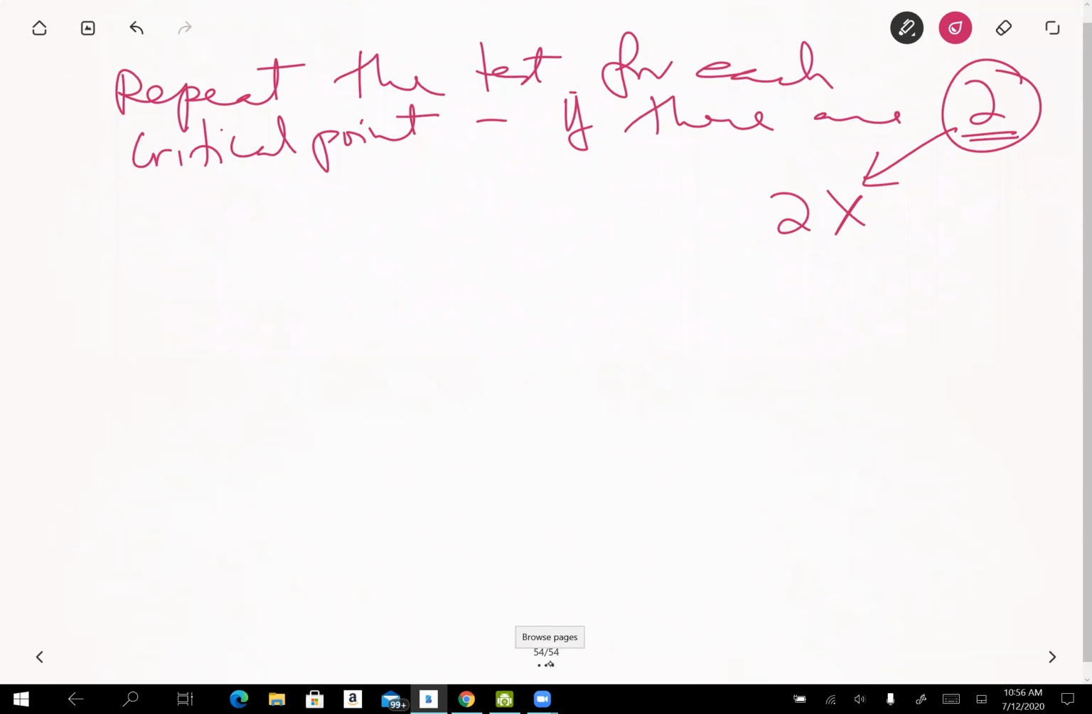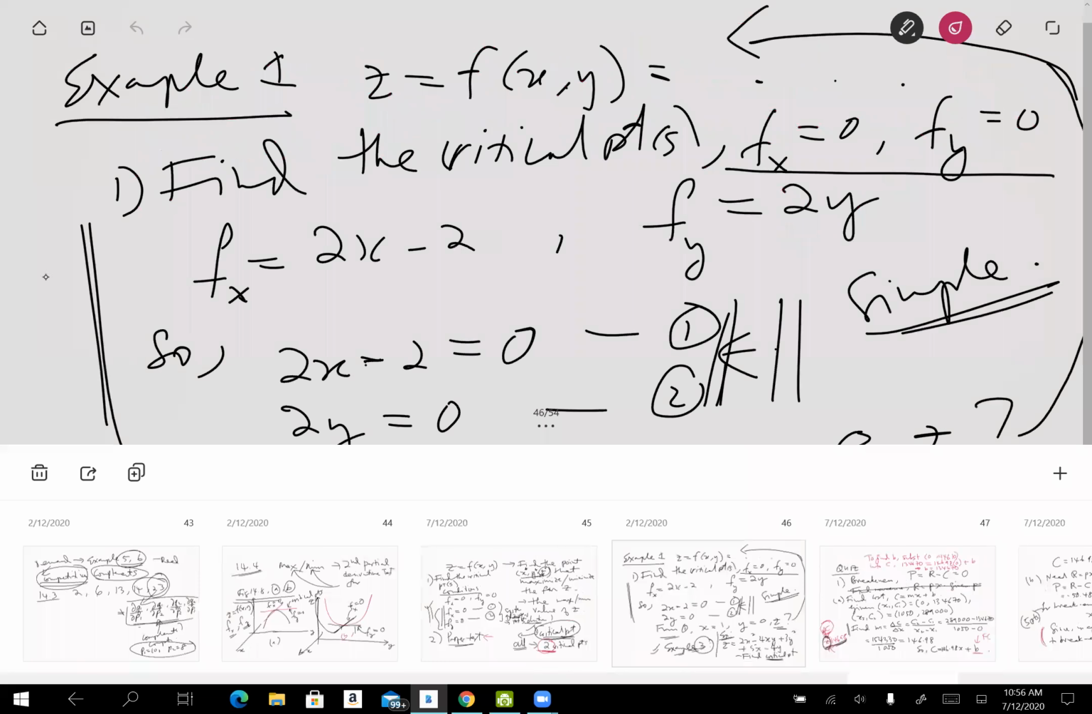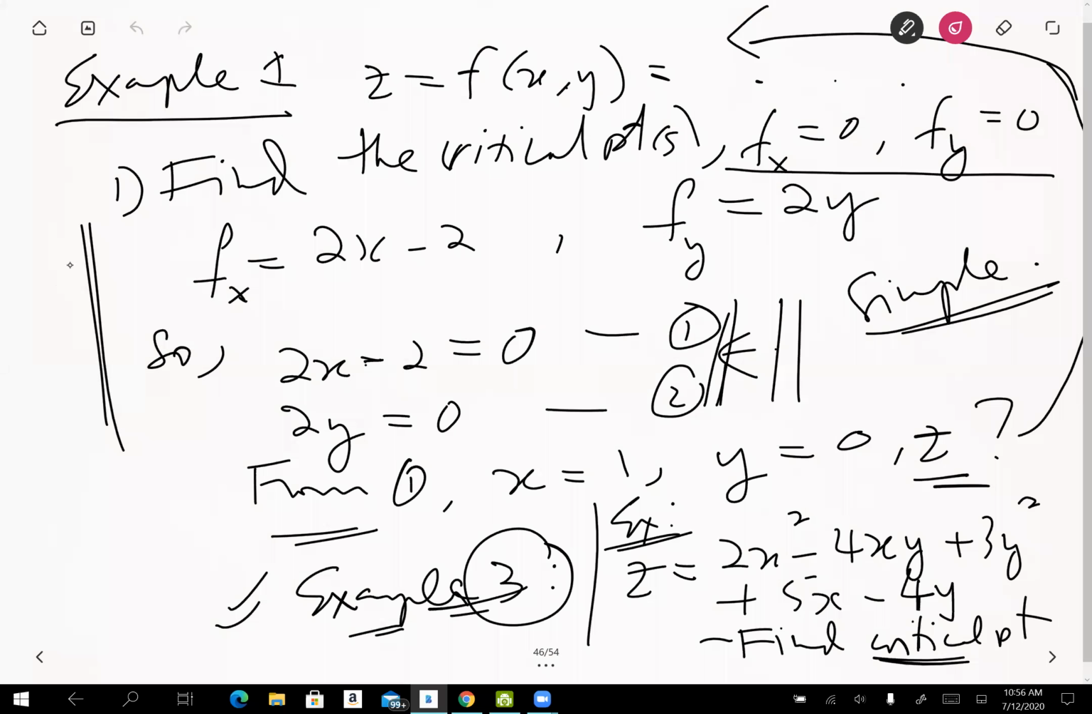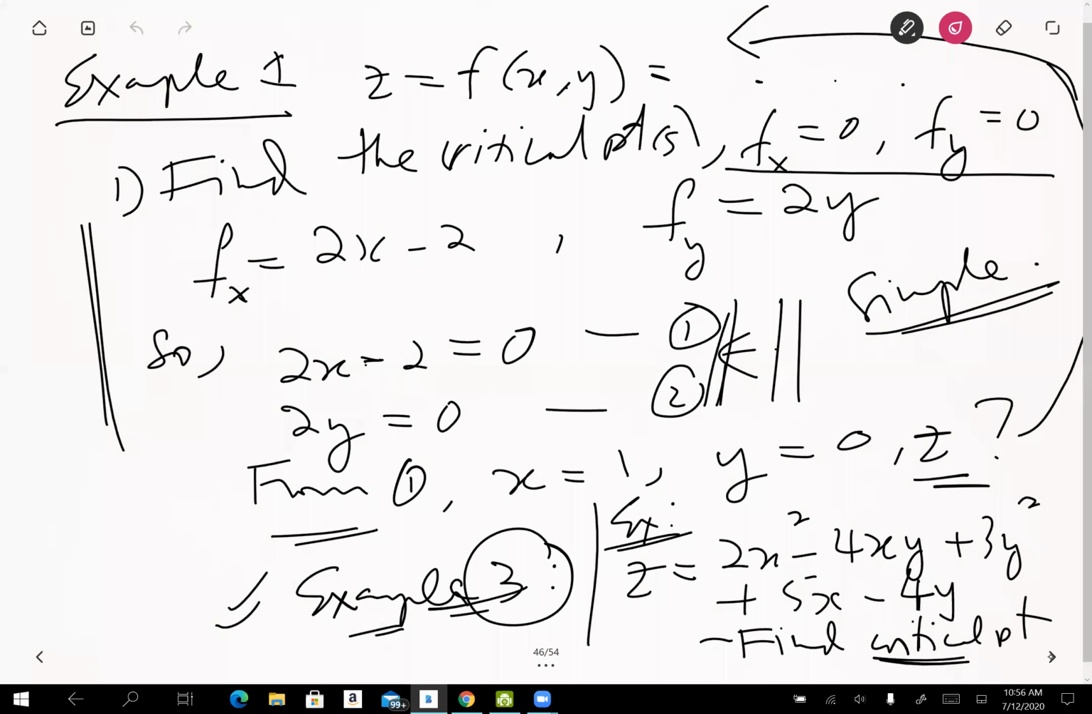Okay, so let's go back to our example. The example that we were looking at was the function here. This is the simplest function, where you have the first derivative, critical point, fx, fy, that will be equal to 1, 0. And of course, you find the value of z.